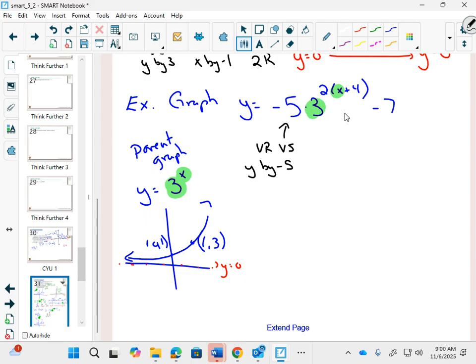Next, we hit the 2. At 2, horizontal compression. X is going to get multiplied by 1/2. Left or right with 4? 4 to the left. And up or down with -7? 7 down.